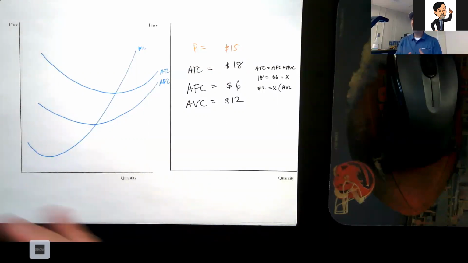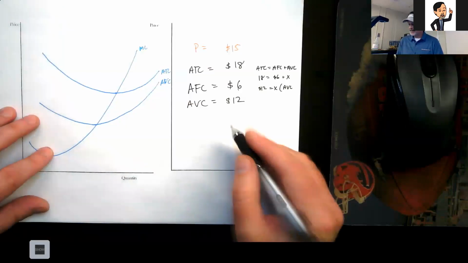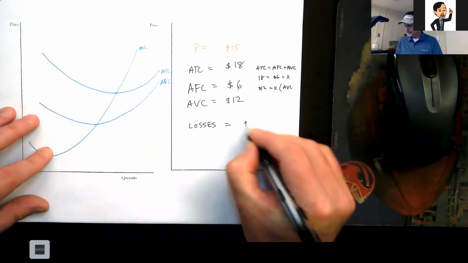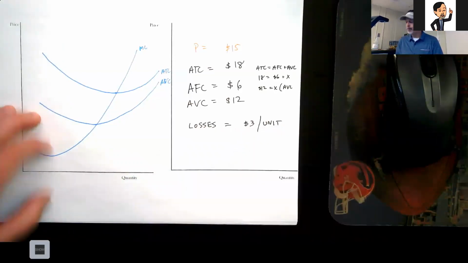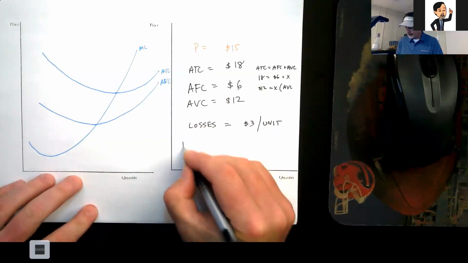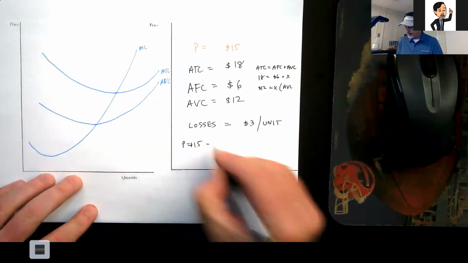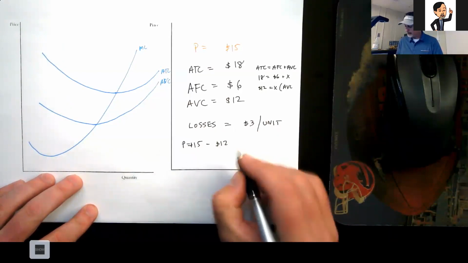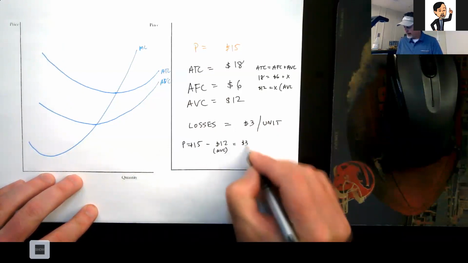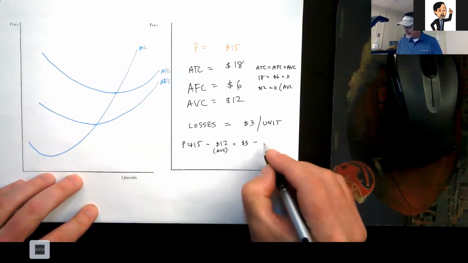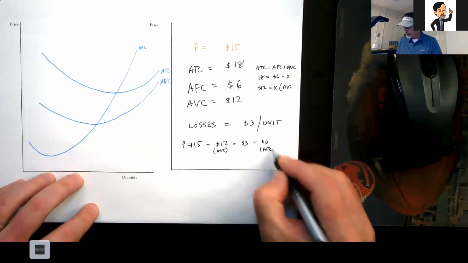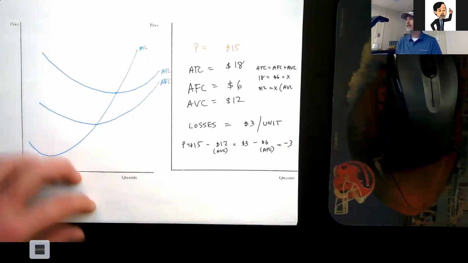So if they open up and stay in business, their losses equal $3 per unit, because these are averages, right? Because P equals $15, minus $12 for average variable costs equals 3, minus $6 for average fixed costs, and we get to minus $3 per unit.